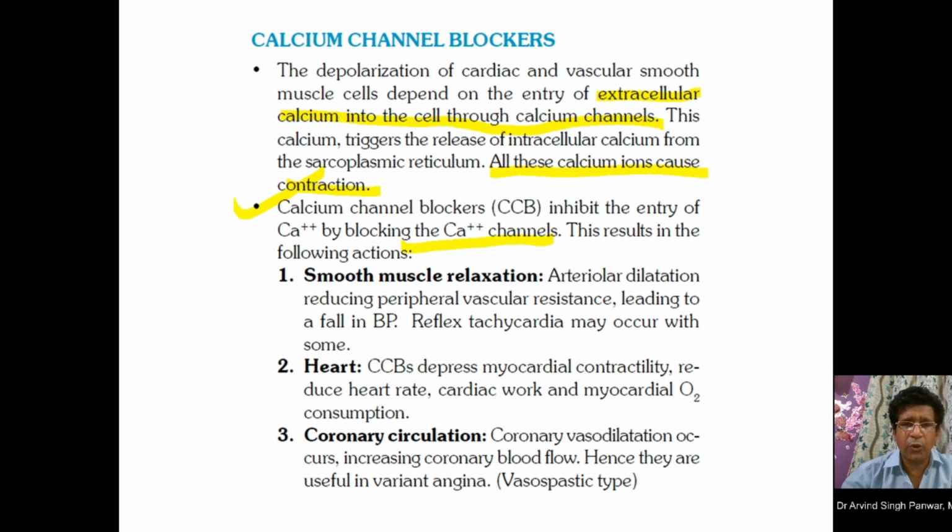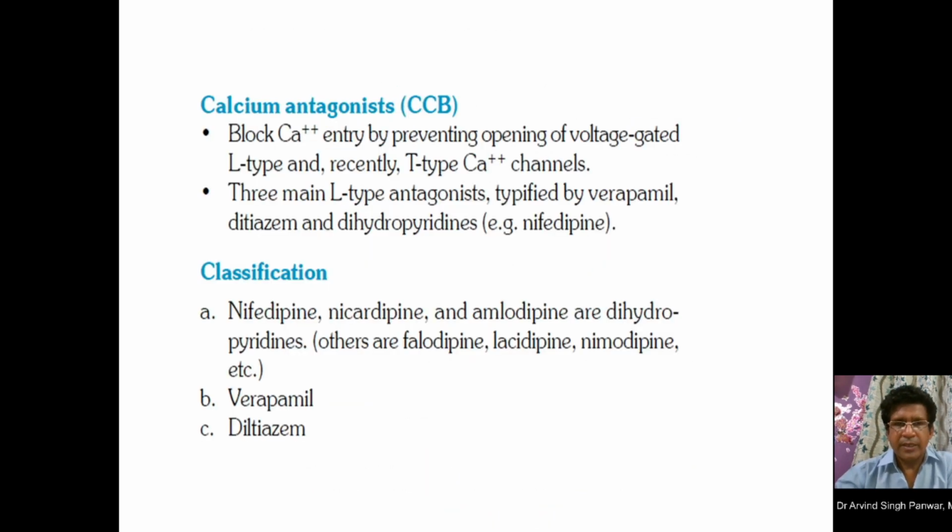And the third one, coronary circulation. Because coronary vasodilation occurs, there is increased coronary blood flow, hence they are useful in variant angina, that is vasospastic type of angina. Now see calcium antagonists. Calcium antagonists block calcium entry by preventing opening of the voltage-gated L-type and, recently, T-type calcium channels.